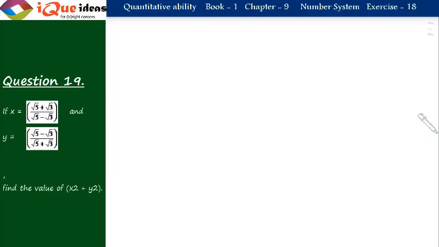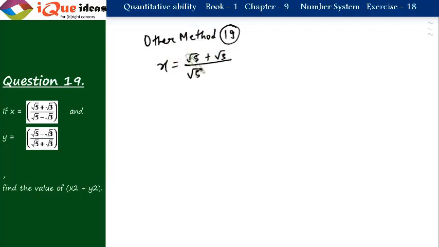Now let's take a look at another way, which is the direct conventional method. We are doing question number 19, that is other method. For question number 19, here it is given that x is equal to root 5 plus root 3 divided by root 5 minus root 3. We straight away calculate x square. So x square will be root 5 plus root 3 upon root 5 minus root 3 whole square.